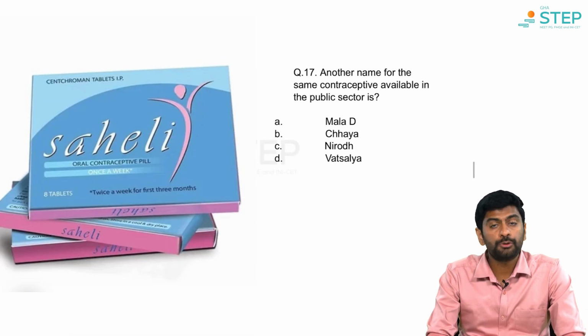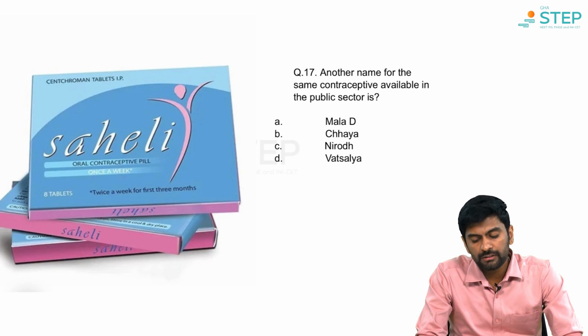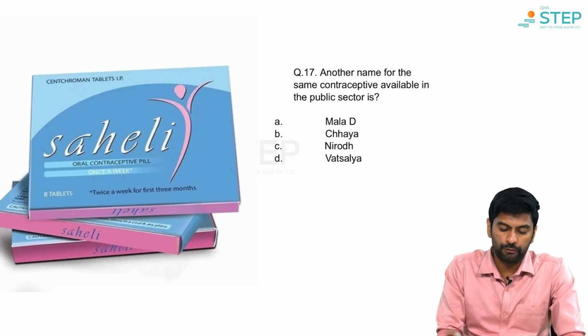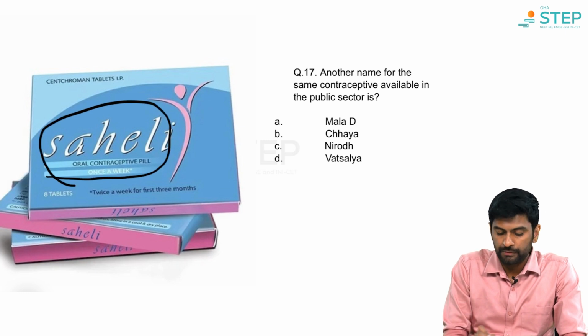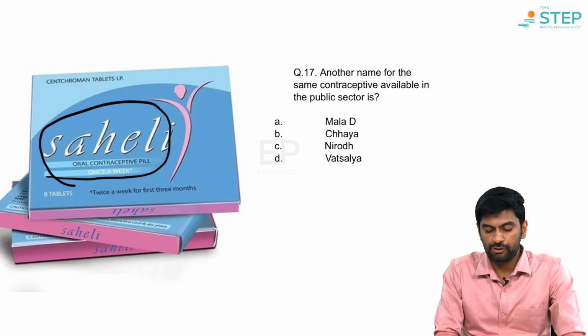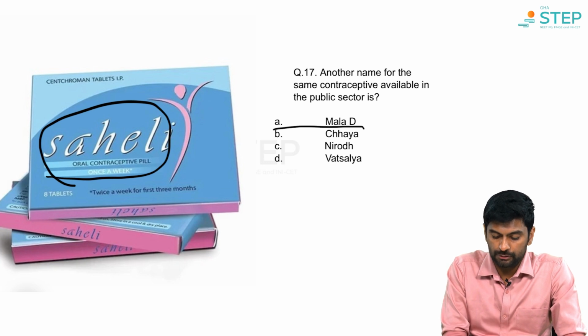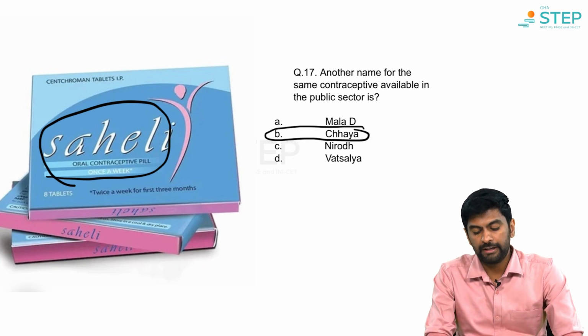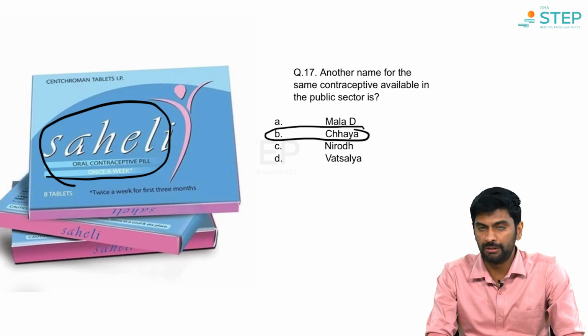Next, question 17. Another name for the same contraceptive available in the public sector for Saheli. Is it Mala D, is it Chaya, is it Nirod or Vatsalya? So, the correct answer is Chaya. Alright. This is also Centchroman, which is going to be sold in the public sector.